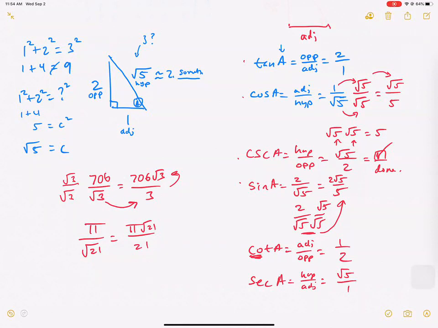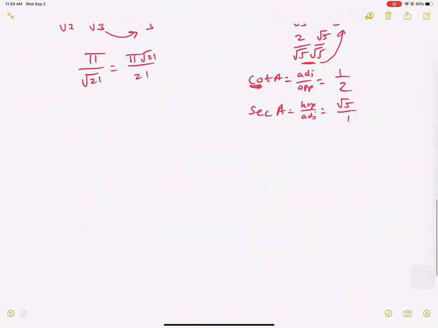Now, I'm going to ask you guys this follow-up question. What if I'm missing a side? What if I write this question? 4, 7, and I don't know. We'll call this angle A up here. Let's take the angle A from on top.